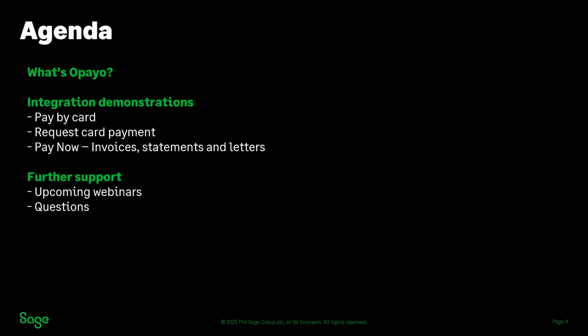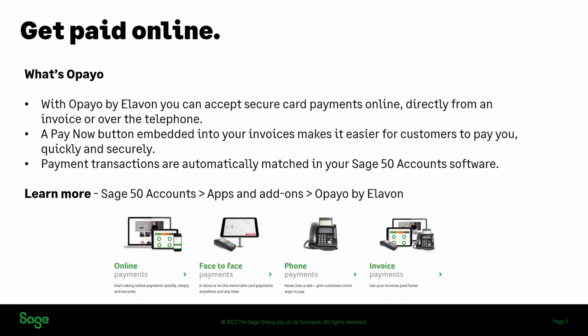Right, okay, let's get started then. So a little bit of background to the Opayo option. With Opayo, which is now owned by Elavon, it means that you can accept secure card payments online, directly from an invoice, or even over the telephone.